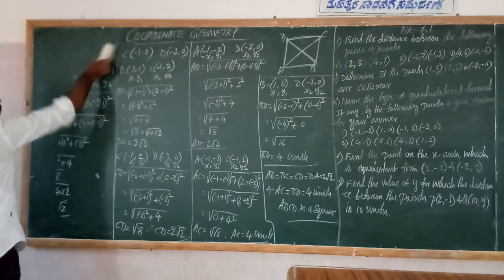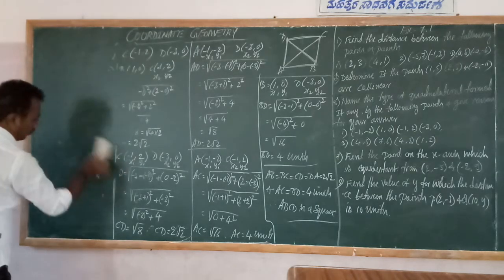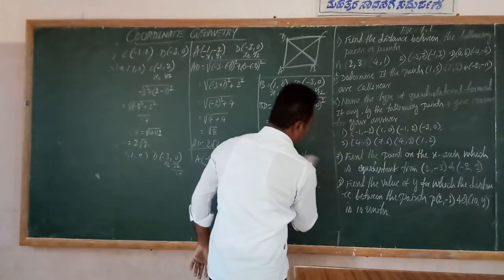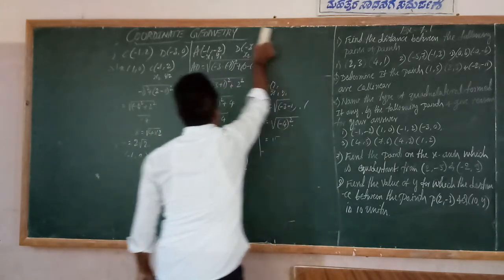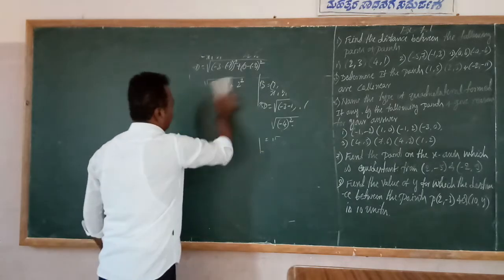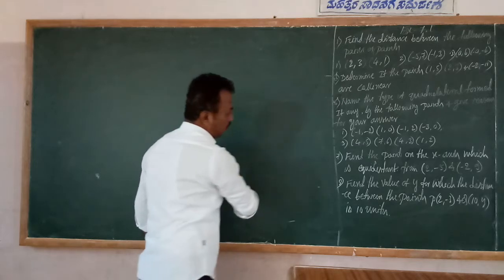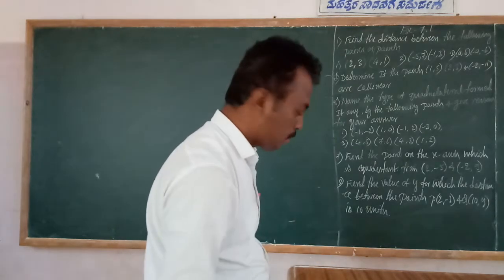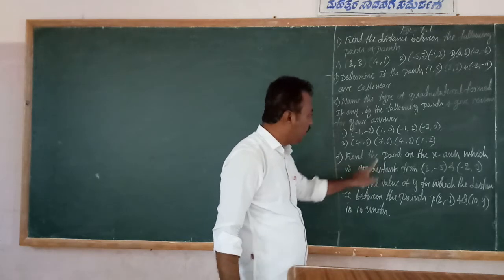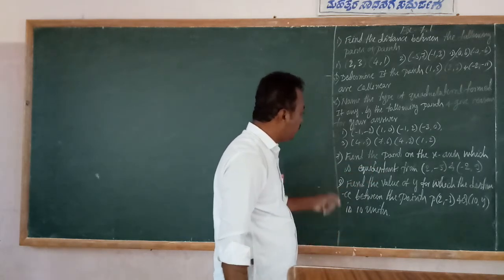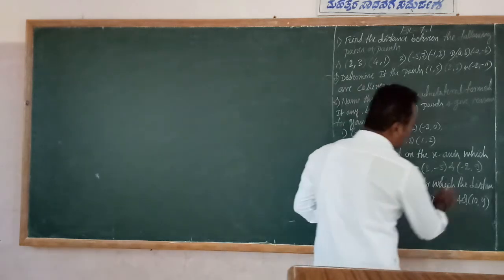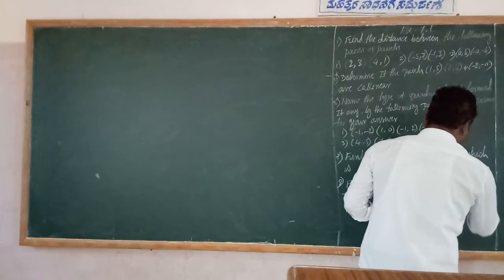Now I will go to the next question. Question number 7. Find the points on the x-axis which is equidistant from 2, -5 and -2, 9.